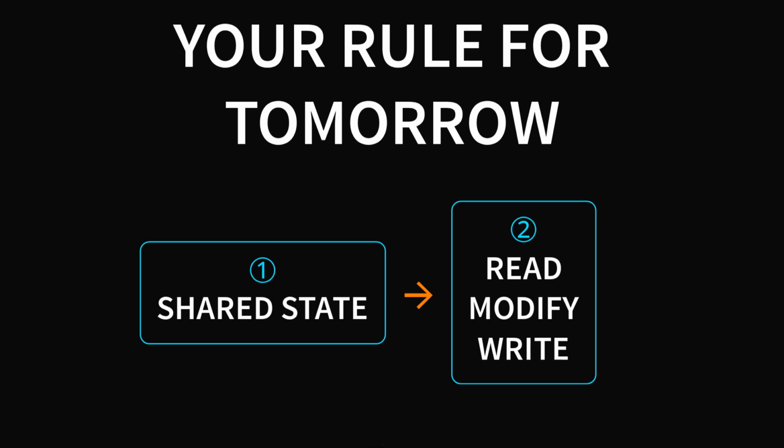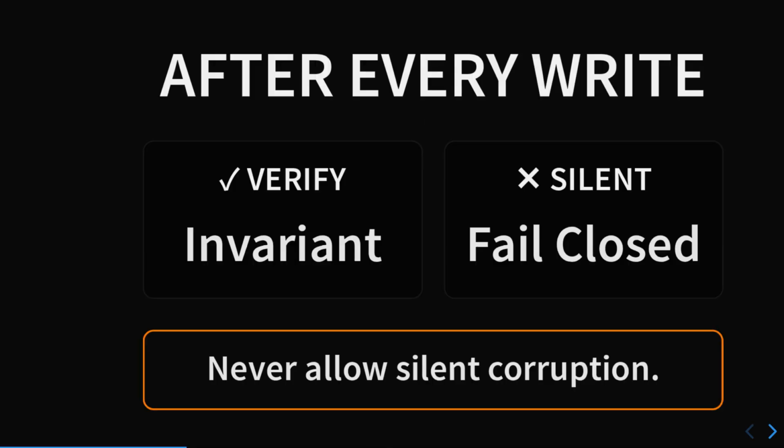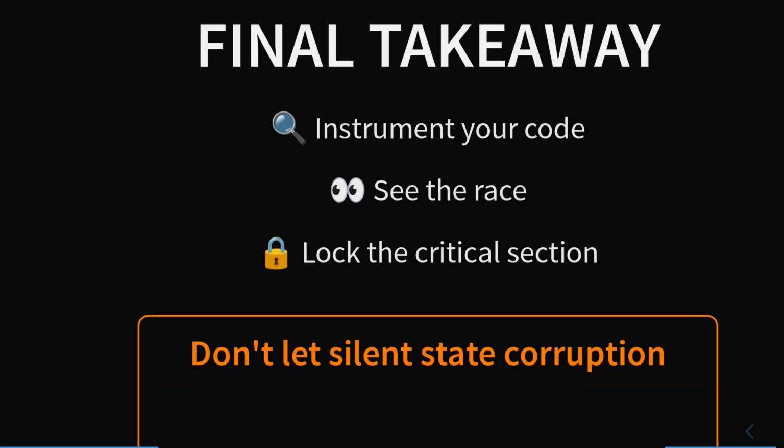Here's your rule for tomorrow's pull request. Identify all shared state. Find every read, modify, write sequence. Wrap those critical sections in a lock. Verify the invariant after every write, and fail closed, not silent. Don't let silent state corruption ruin your production system. Instrument your code. See the race.